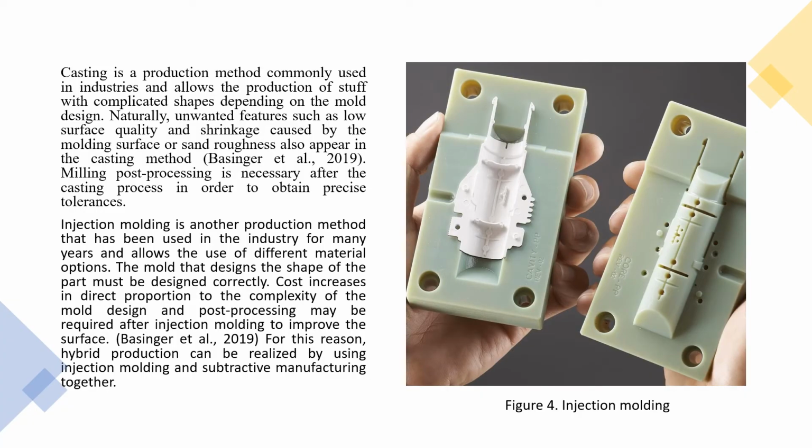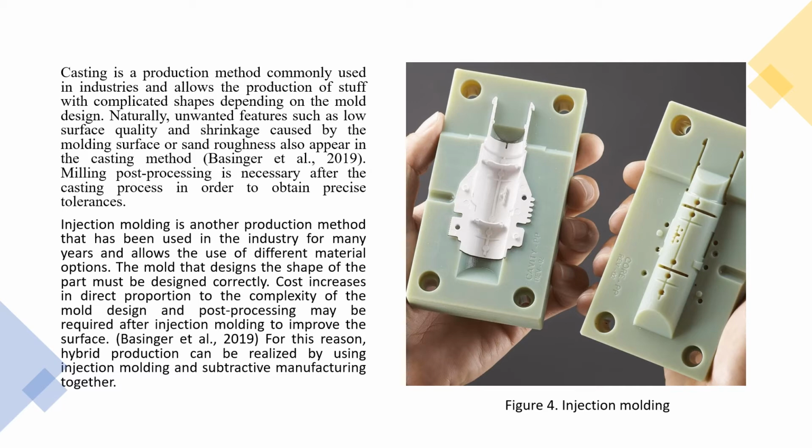Casting is a production method commonly used in industries and allows the production of parts with complicated shapes depending on the mold design. Naturally, unwanted features such as low surface quality and shrinkage caused by the molding surface or sand roughness also appear in the casting method. Milling post-processing is necessary after the casting process in order to obtain precise tolerances.